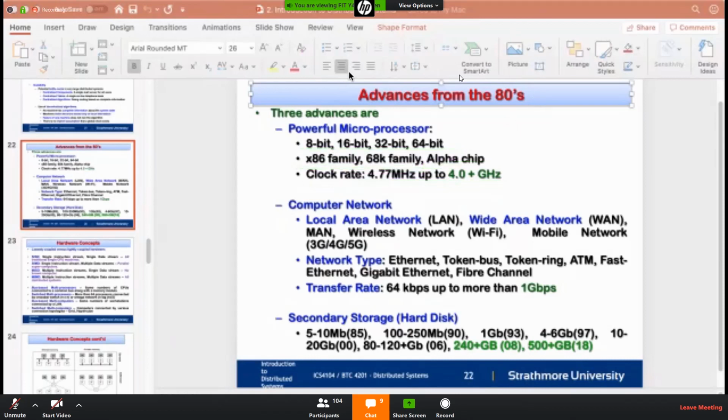The next one that has also made this possible, networks. Okay, so we have local area networks, wide area networks, wireless networks, mobile networks, 3G, 4G, 5G, maybe in the near future locally. Okay, so this means that we have powerful processors and we have networks that make this possible.